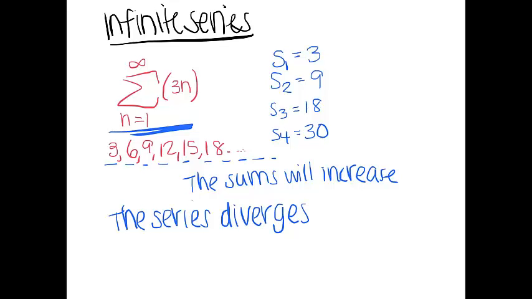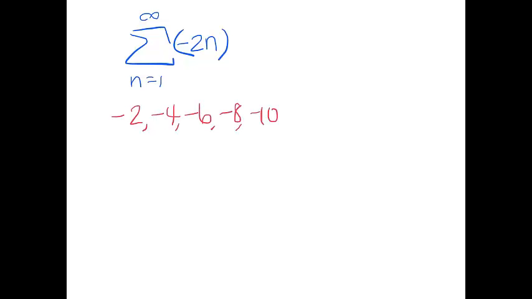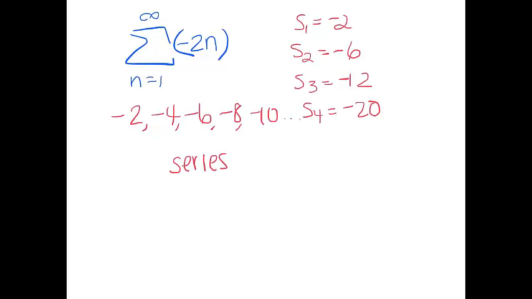What happens if the numbers subtract? What if the numbers get smaller? Let's try negative 2n. That sequence is going to look like negative 2, negative 4, negative 6, negative 8, negative 10, and so on. First partial sum, negative 2, second partial sum, negative 6, third partial sum is negative 12, fourth partial sum is negative 20. As you can see, all of these partial sums are just going to get more negative, so this series also diverges.